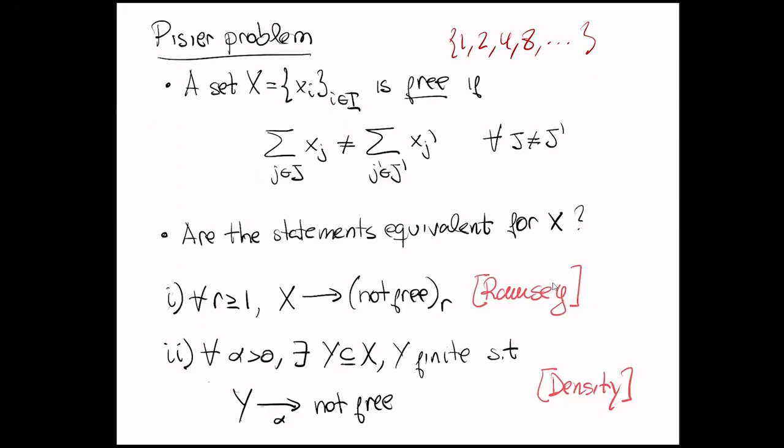Are these two statements equivalent for X a set of natural numbers? The first statement is that no matter how I color the set X, one of the colors is not going to be free. I got a little bit lazy here, but X arrow not free with R colors means that no matter how I color X with R colors, I obtain one of the partition classes that is not free, so it has some sums that are equal instead of different. This is a Ramsey statement: no matter how I color. And the second statement is that for any alpha, there exists some finite Y subset of X such that whenever I take an alpha proportion of Y, I obtain a set that is not free.